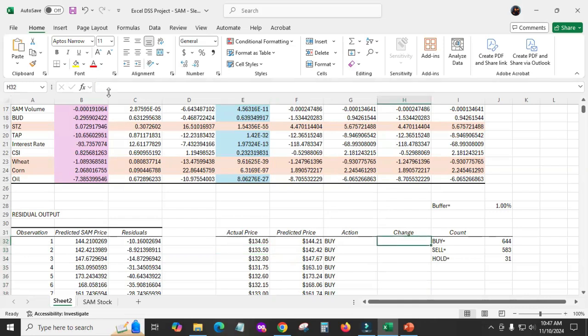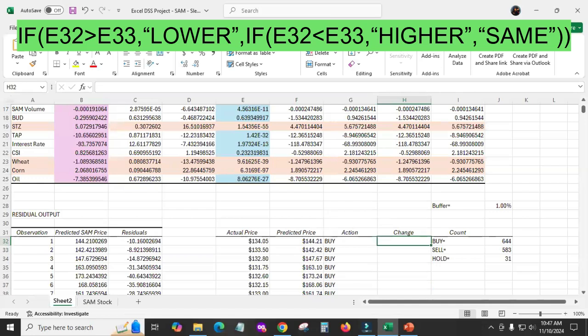So let's write an if statement. Actually, we're going to do a nested if statement because you technically have three options. The price can go up, the price can go down, or the price can remain the same. So let's do that right now. I will include the formula at the top so that you can have a better look at it.